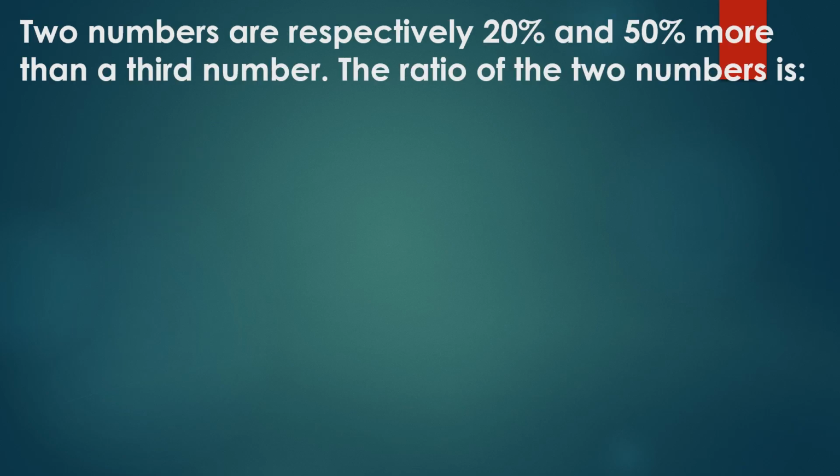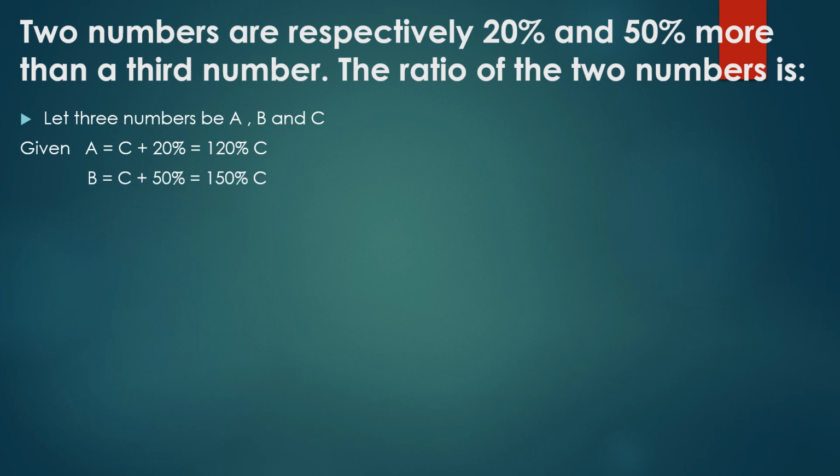Two numbers are respectively 20% and 15% more than a third number. Find the ratio of the two numbers. So let us take the three numbers as A, B and C. Given the third number is C. So the first number is 20% more than the third number. So A will be C plus 20%, so that will be 120% of C. Similarly, B is 50% more than the third number. So C plus 50% will be 150% of C.